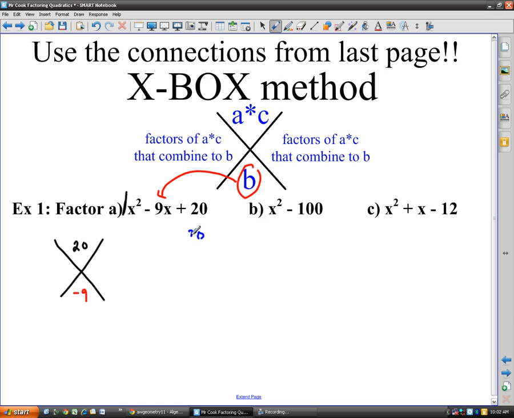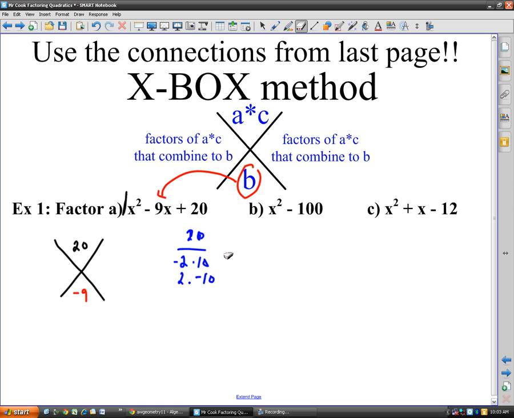And so I could do 2 times 10, or I could do negative 2 times 10 or 2 times negative 10. And remember, I'm trying to get negative 9. So if I combine those together, do I get negative 9? No. Oh, wait, actually, no, I take that back. I'm going to erase that.